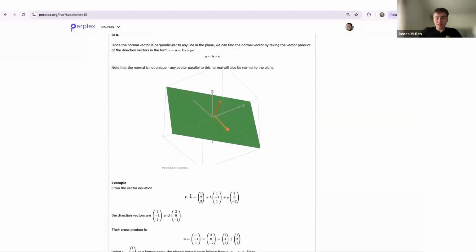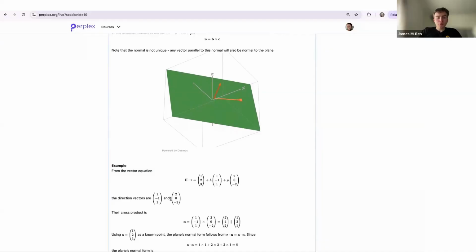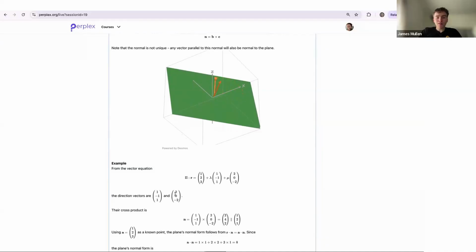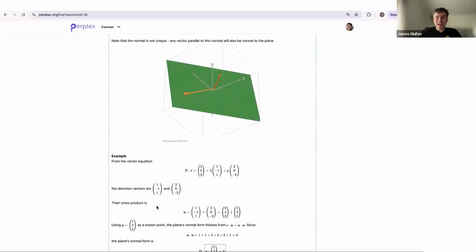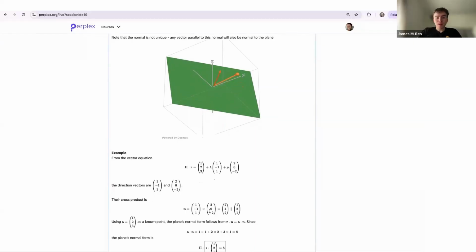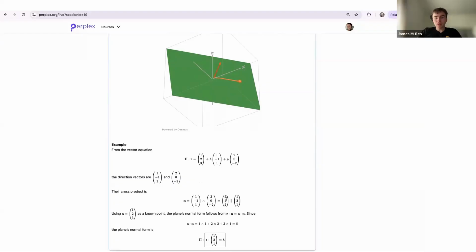Let's say I have the plane pi, which has the equation (1, 2, 3) plus lambda times (1, -1, 1), and mu times (2, 0, -2). It's the example from the previous slide. So the direction vectors here are (1, -1, 1) and (2, 0, -2). That means that I need the cross product of these two vectors. If I actually do the vector product of those two things, I'm going to get (2, 4, 2). And that's parallel to (1, 2, 1), and I'd rather simplify into that form, so I'm just going to say (1, 2, 1). All right?